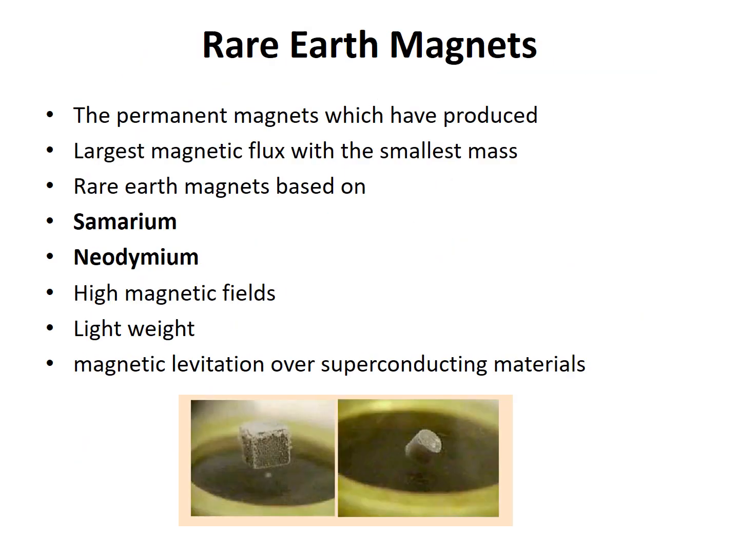The permanent rare earth magnets, the permanent magnets which have produced the largest magnetic flux with the smallest mass, are the rare earth magnets based on samarium and neodymium. Their higher magnetic fields and lighter weight make them useful for demonstrating magnetic levitation over superconducting materials. So the picture is representing these two metals, that is samarium and neodymium.